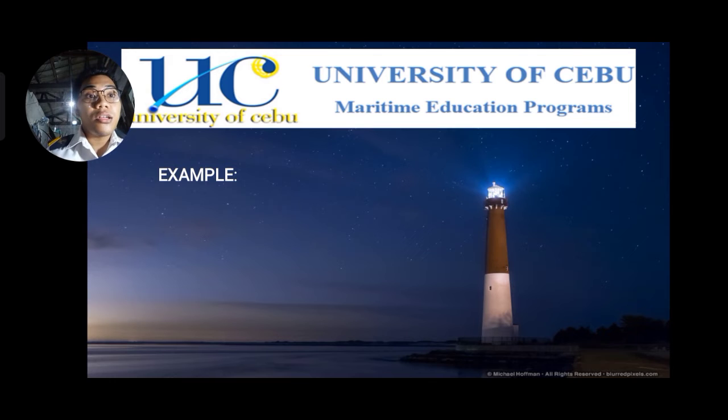So an example is shown in the picture: a lighthouse with a triangle on top and a blue light because it's nighttime. If it's daytime, it will be white.